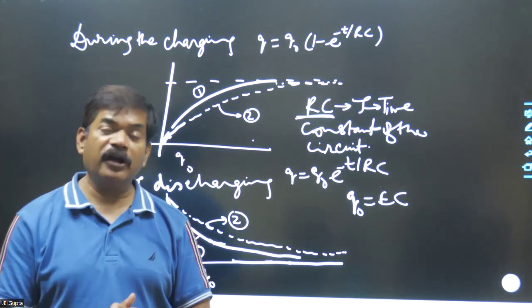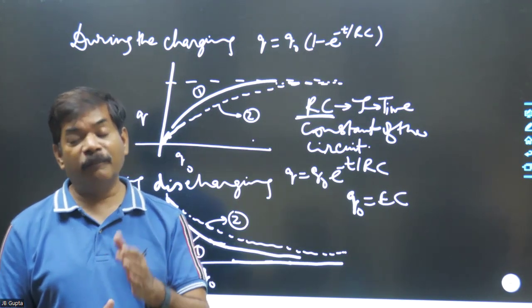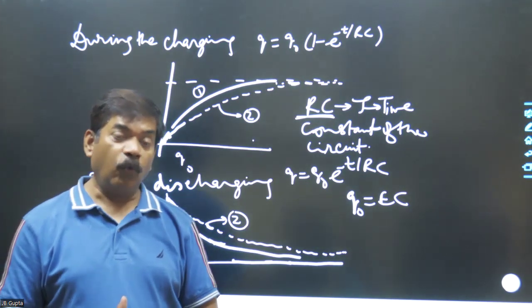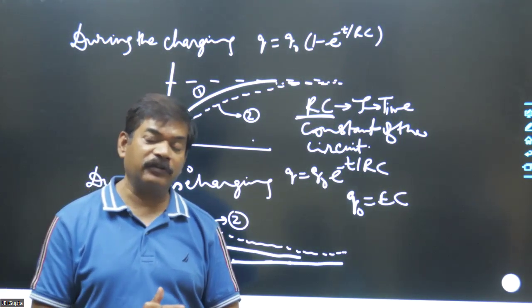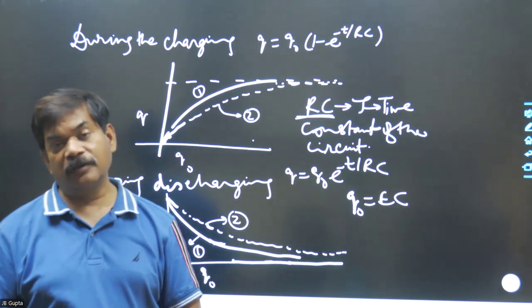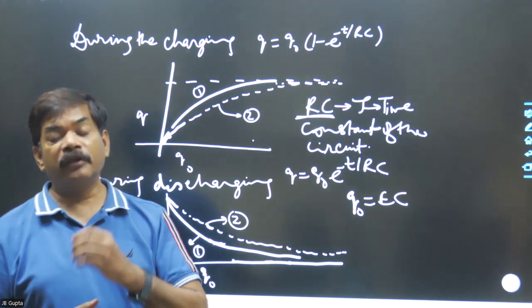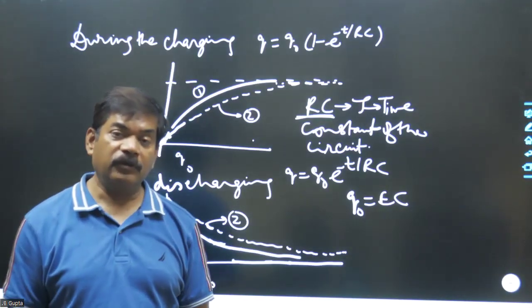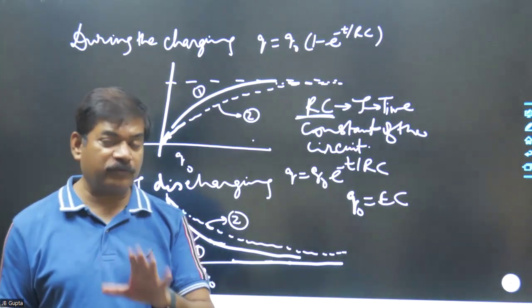और अगर वो लोग बोलेंगे किस केस में 100% चार्जिंग या 100% discharging जल्दी complete होगा, that will be what? Same in both the cases. Why? Because for the 100% charging or the 100% discharging, it will always take infinite time. So I hope you understood that.